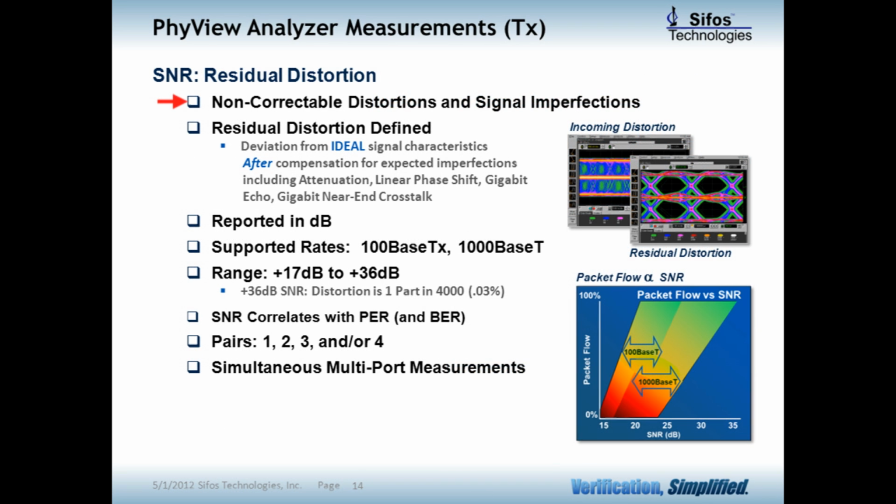Residual distortion, or SNR, is a measurement of non-predictable, non-correctable distortion within an incoming signal from a 100 base TX or 1000 base T transmitter. More specifically, it is the deviation from ideal signal characteristics after compensation for expected imperfections such as attenuation, linear phase shift, gigabit echo, and gigabit near-end crosstalk.